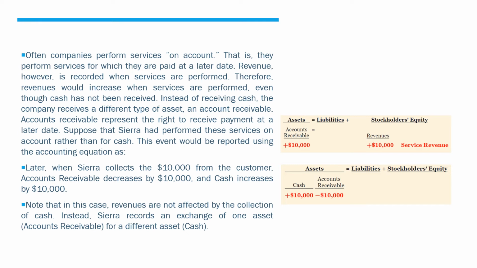Suppose that Sierra performed these services on account rather than for cash. This event would be reported using the accounting equation. Later, when Sierra collects the $10,000 from the customer, accounts receivable will be decreased by $10,000 and cash will be increased by $10,000. Note that in this case, revenues are not affected by the collection of cash. Instead, Sierra records an exchange of one asset, accounts receivable, for a different asset, cash.